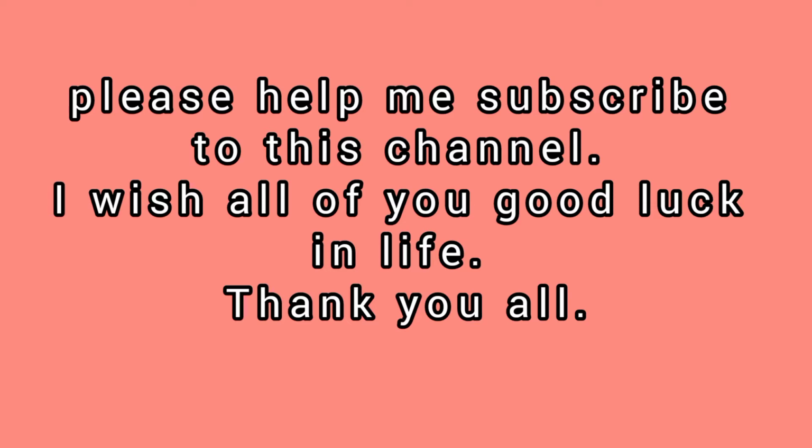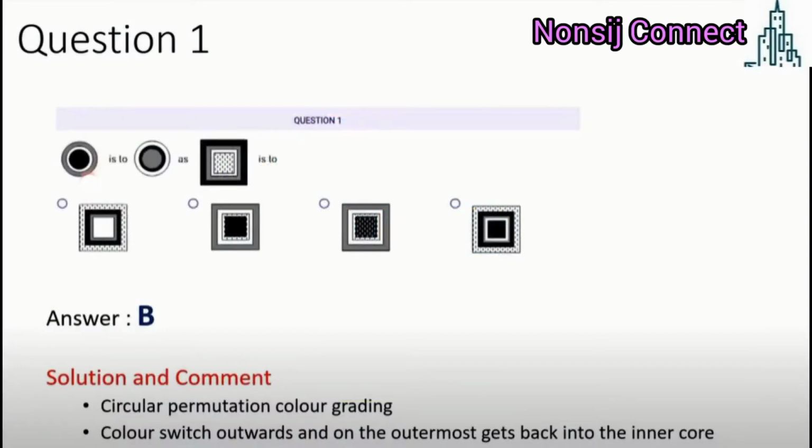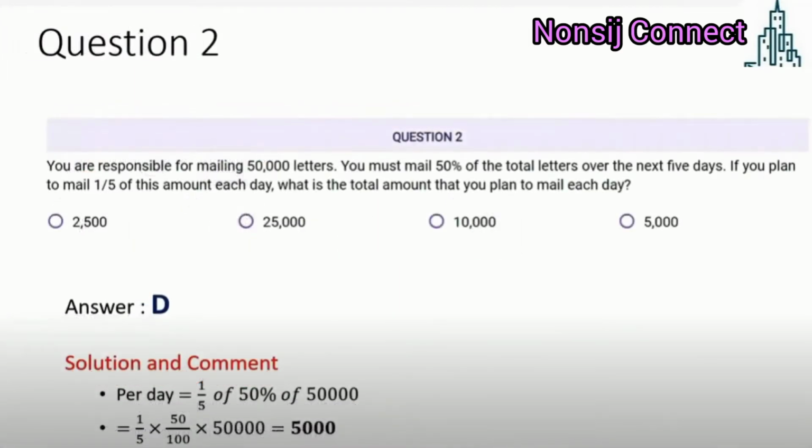Now I will start by showing us how the answers have been gotten. Question 1: when you look at it, this is circular permutation color grading. The inner one will go to the outside while the outside one will go to the inner one. That is the movement, so the answer to that one is B.